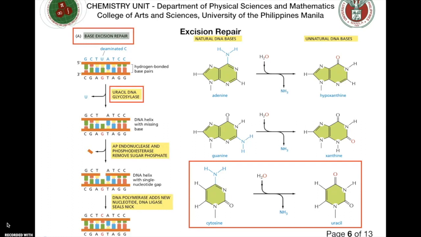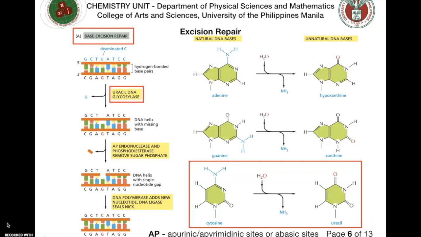First, uracil DNA glycosylase hydrolyzes the nitrogenous base from the deoxyribose sugar, leaving a site called an apurinic or apyrimidinic, aka AP site. The type of glycosylase depends on the type of mutated base. If a hypoxanthine is present instead, a hypoxanthine DNA glycosylase will be used.